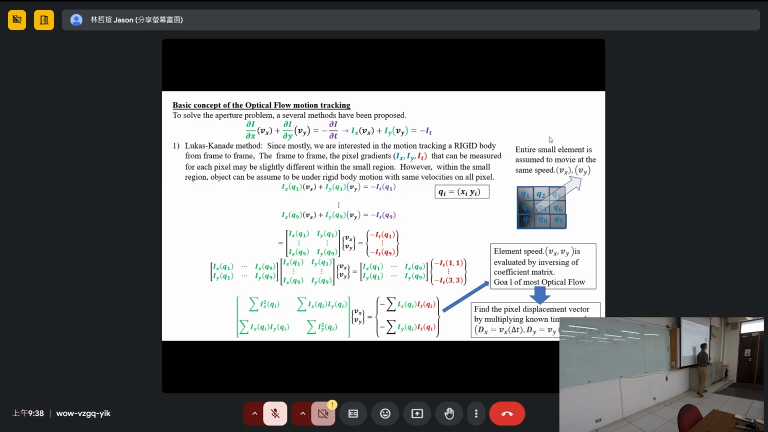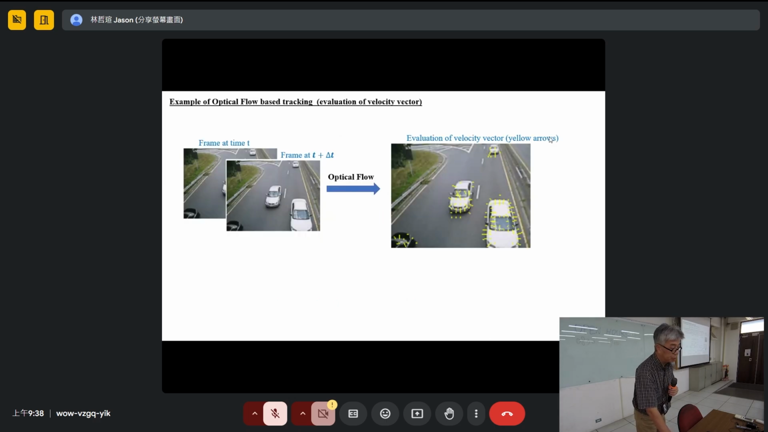Okay? Usually optical flow researchers are more interested in the velocity vector instead of displacement. But if you can find out this, displacement is easy to find because displacement is simply the velocity vector times dt, and so forth. Good? Alright. Okay. It is a quite powerful tool.